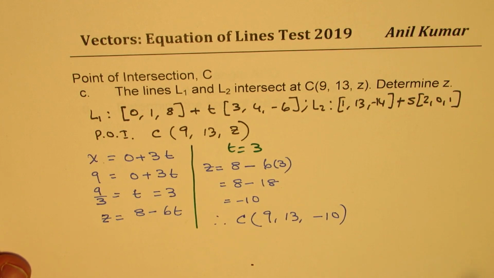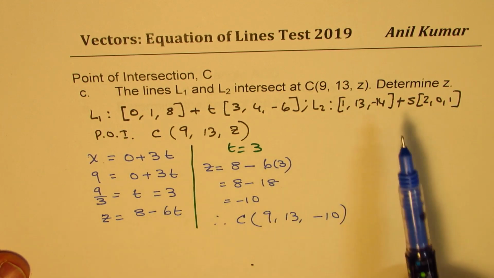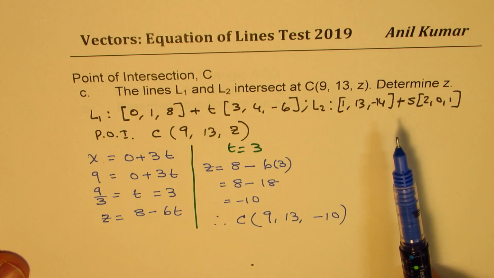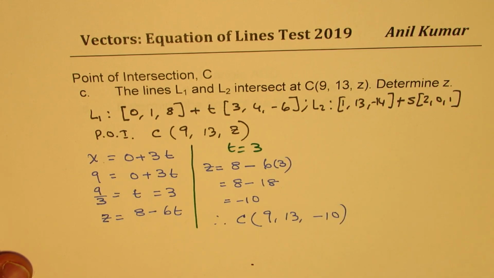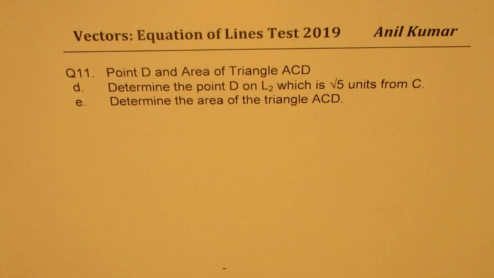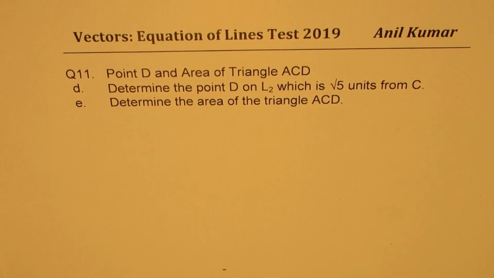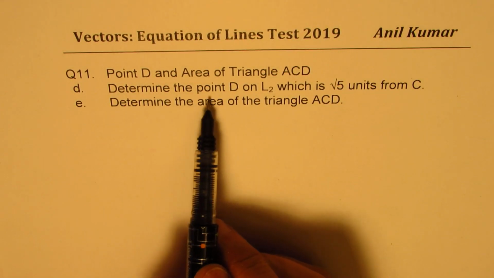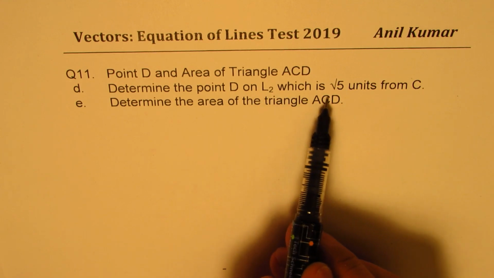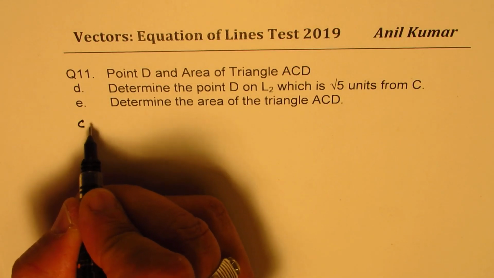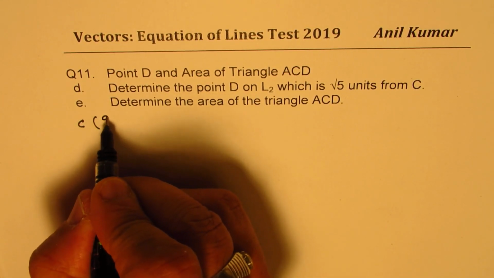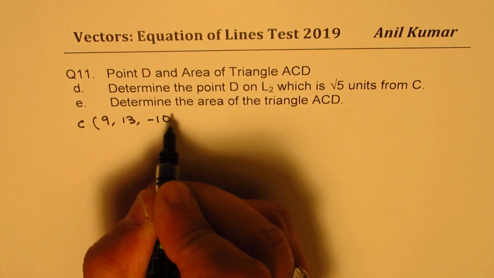Does that make sense to you? Now, you could do this with the second line also, just to verify. In this particular case, since we are given that they intersect, we don't have to verify. So let's move on and do 11D. We're almost at the end. Question number 11, the last question, parts D and E. We need to determine the point D on L2, which is square root 5 units from C. So let's copy the value of C which we got. Point C we got as 9, 13, minus 10.